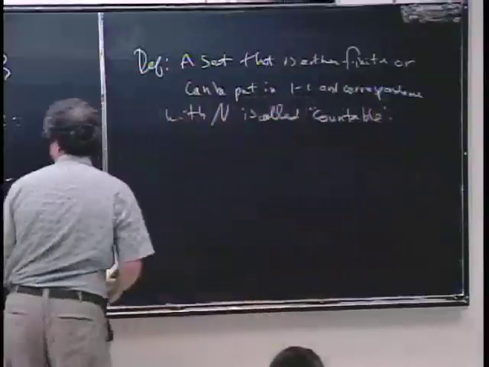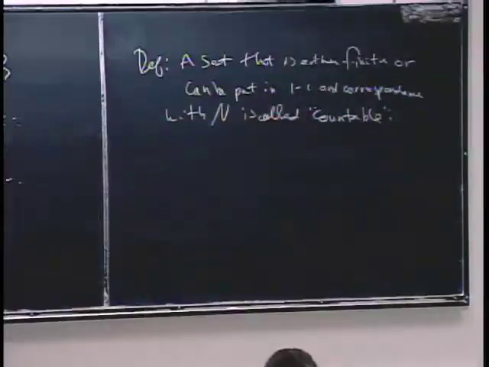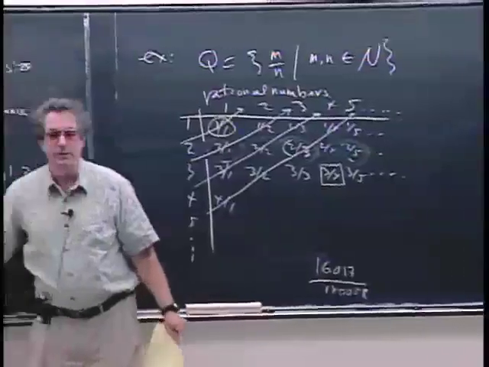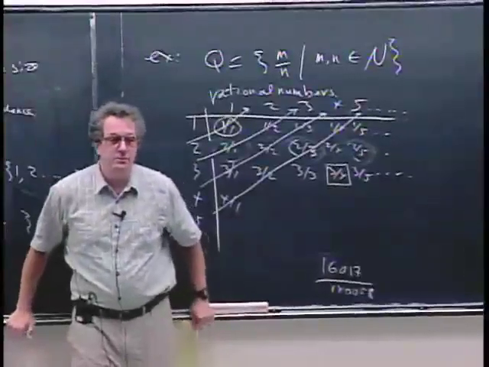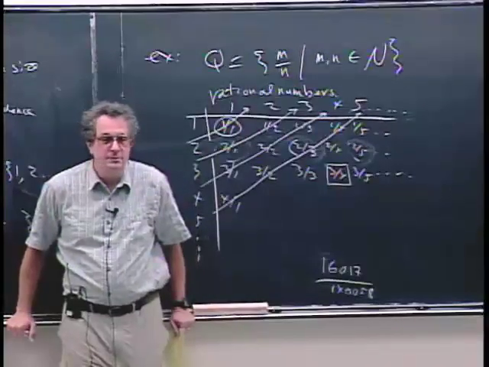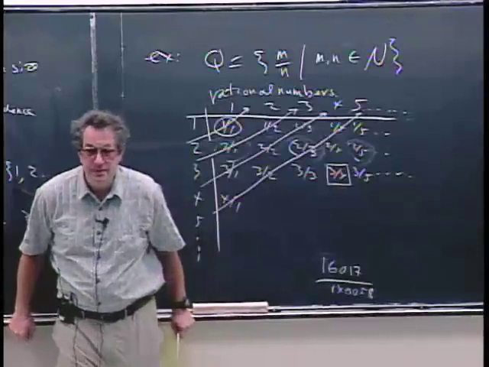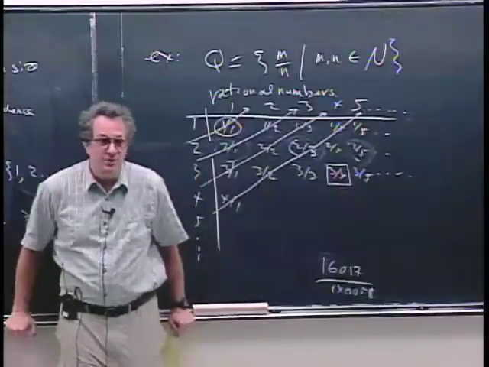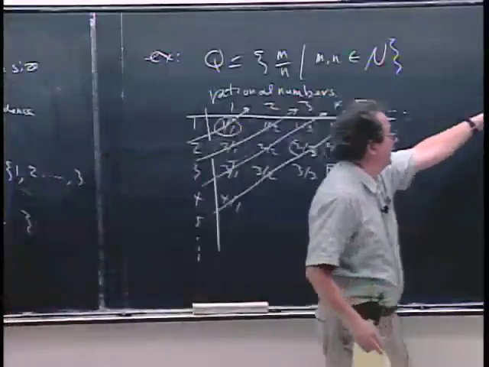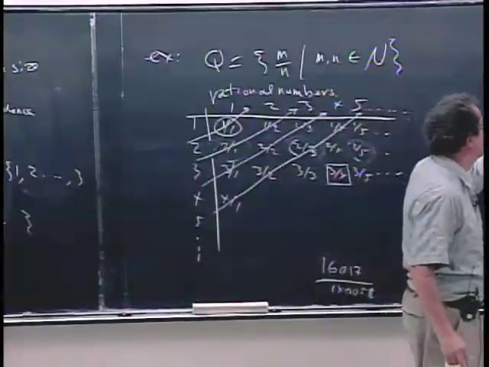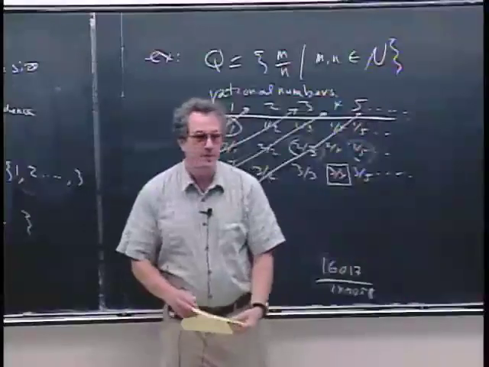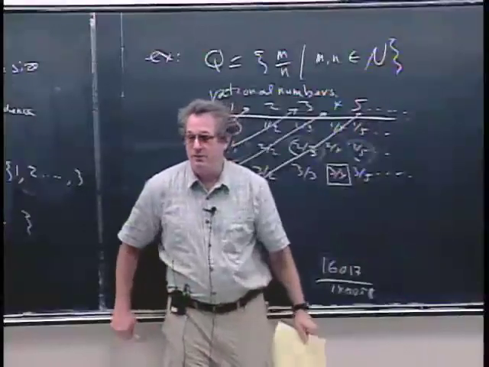So what we've shown is that the rationals are countable. The even numbers are countable. What about the natural numbers? Are they countable? The natural numbers? Yeah, of course. The natural numbers are countable. The natural numbers can be put in one-to-one correspondence with the natural numbers. So it's, and what's the correspondence?